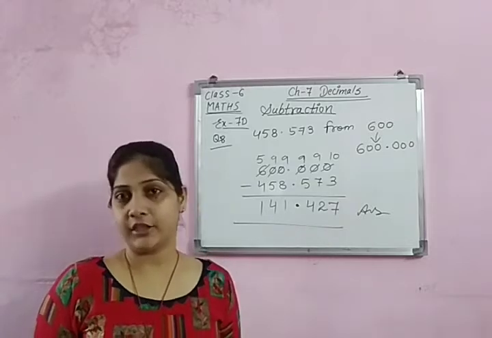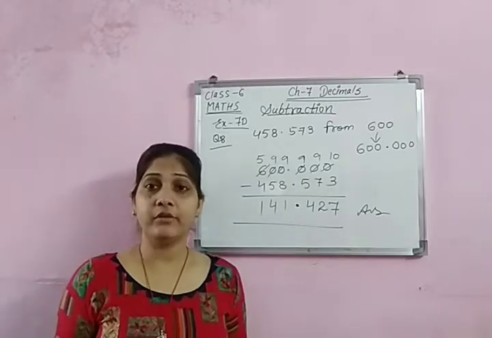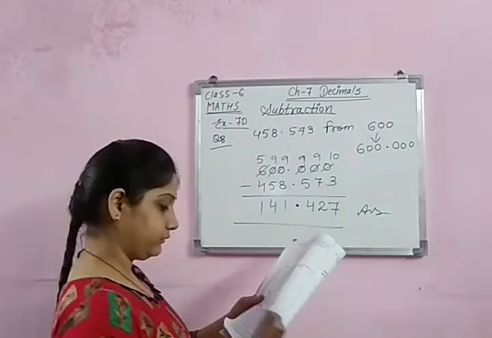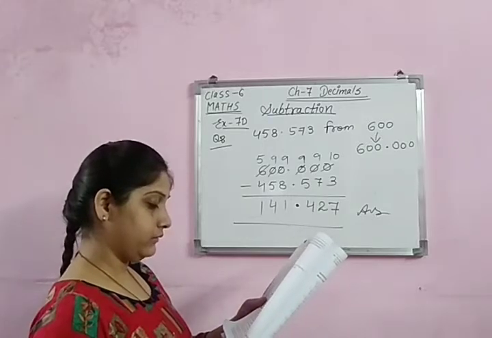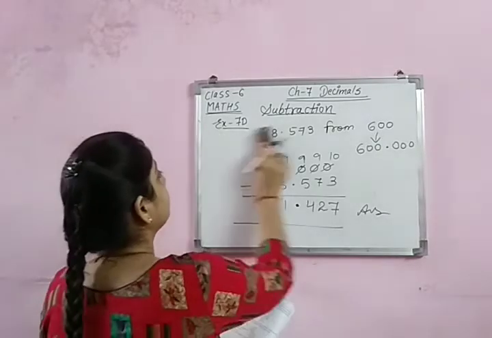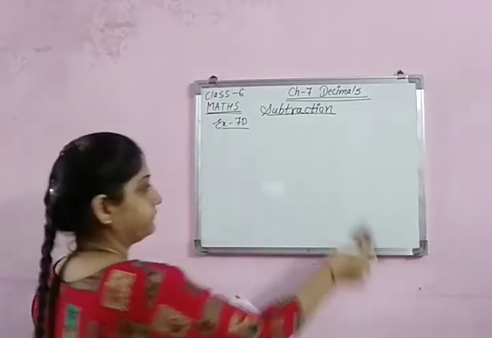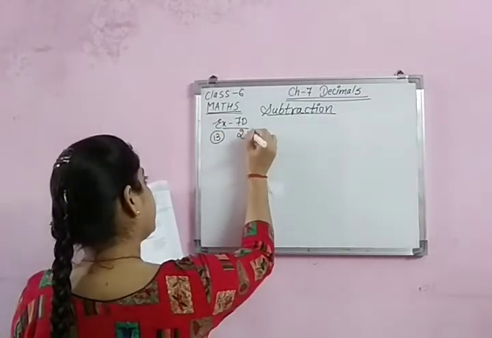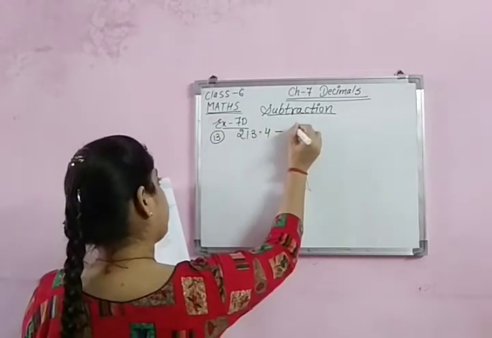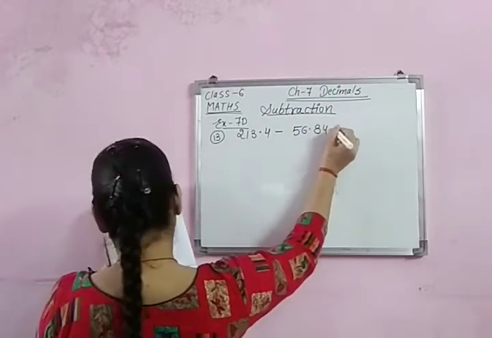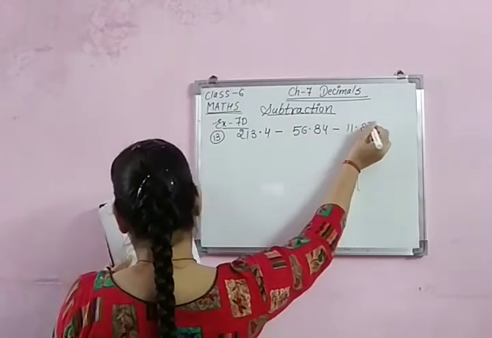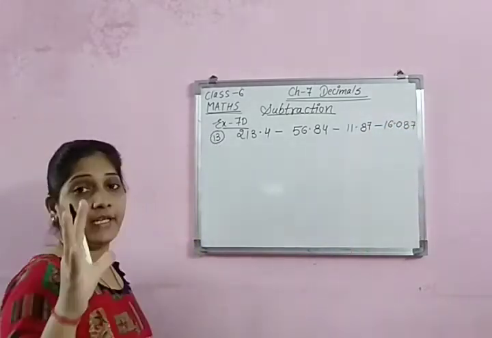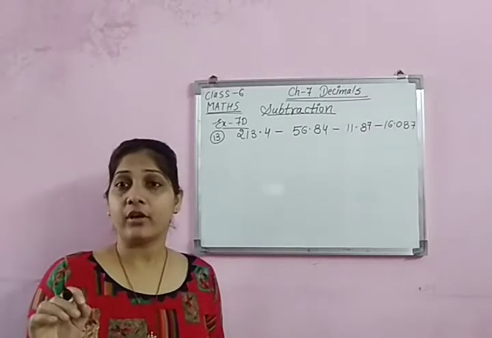Now one simplification question we are doing, so that you can do the remaining simplification questions. Let's do question number 13. There are different methods to solve, but I am sharing the simplest one. 213.4 minus 56.84 minus 11.87 and minus 16.087.